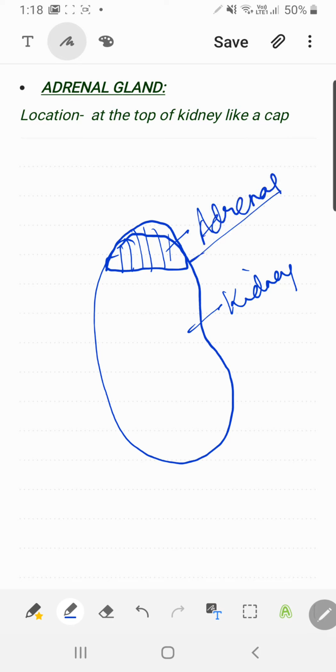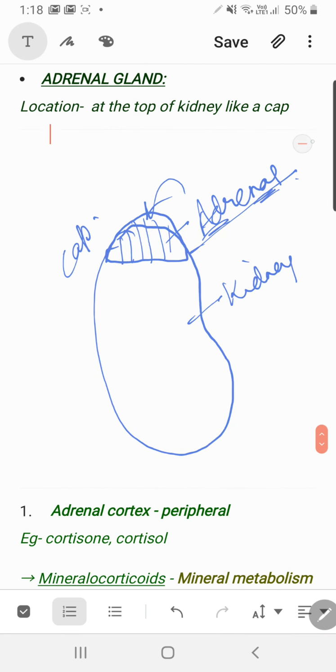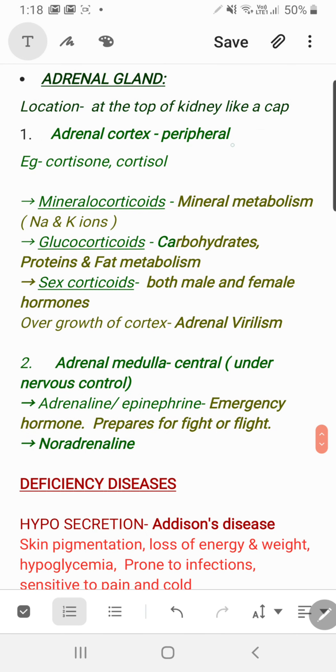Ad means at the top of the kidney, renal is kidney, ad means the top, right? So the cap-like structure at the top of the kidney is the adrenal gland. And then, let me remove this. The second thing is, what is the structure of the adrenal gland?